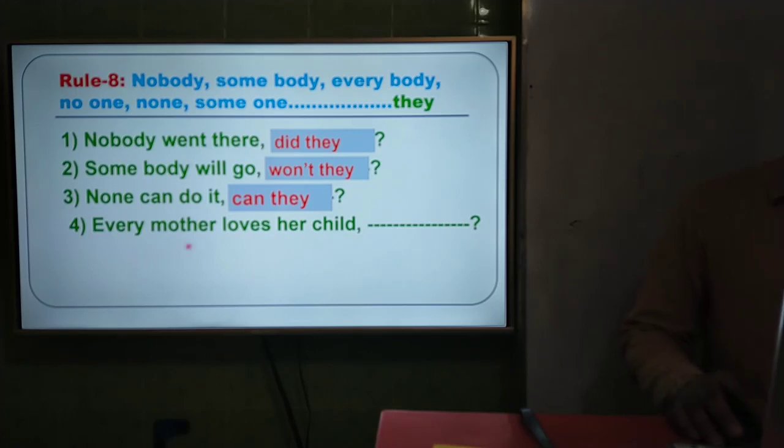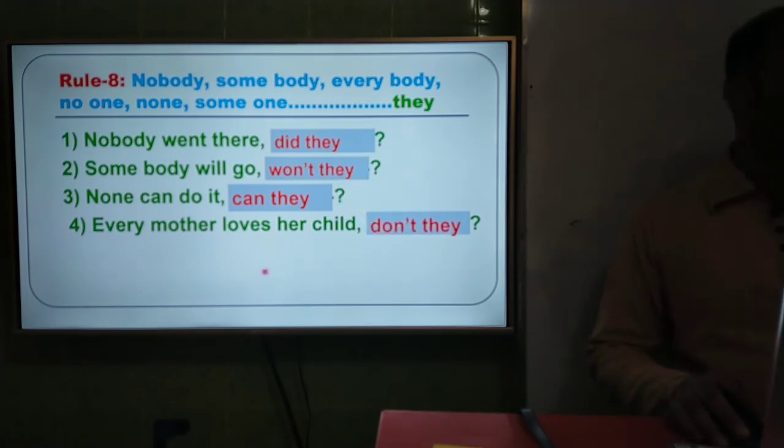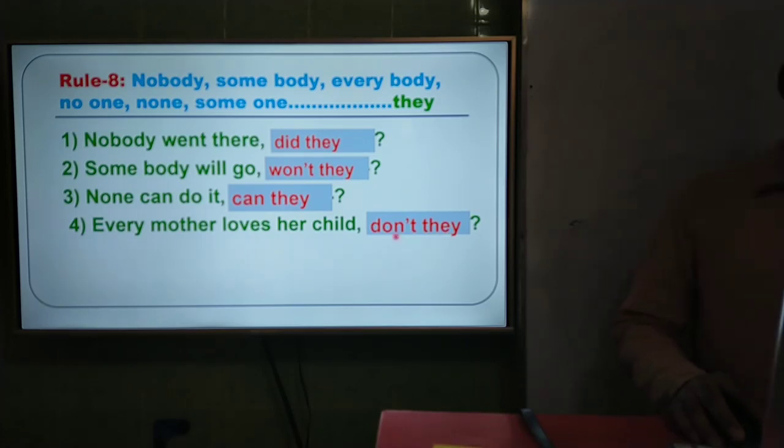And the last one, every mother loves her child. So answer will be, here we have to use they instead of every, so answer will be don't they. We cannot use does here, though we see that s after verb. Though s is after verb, we cannot use does here because we have to use subject they instead of every. They is plural, so we have to use plural verb. Does not is singular and do not is plural. That's why we have to use don't.